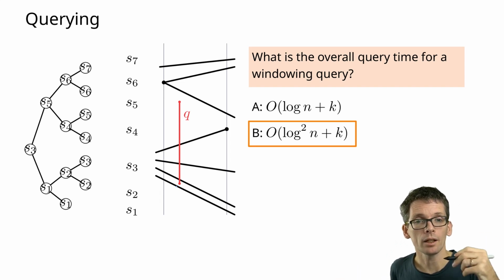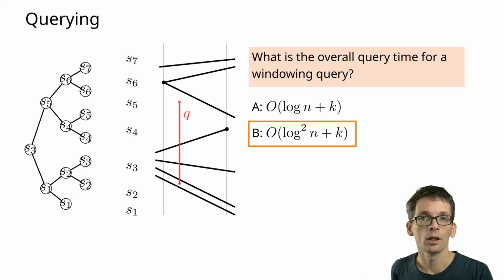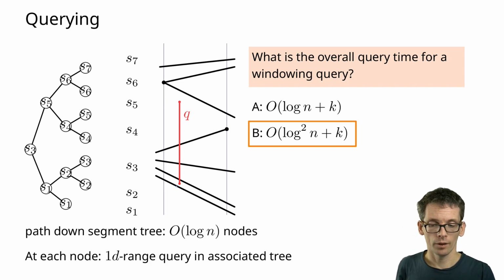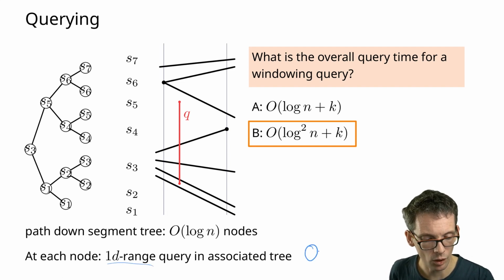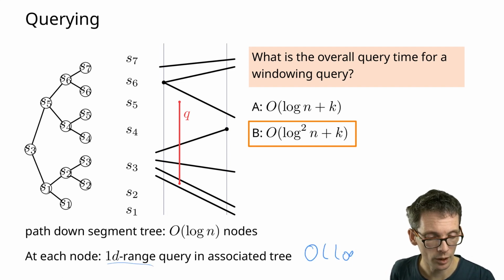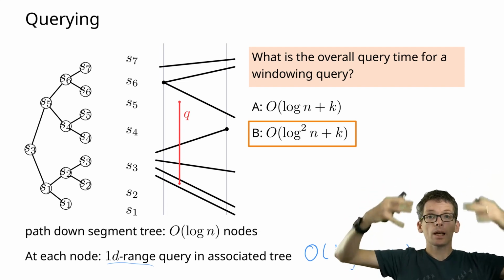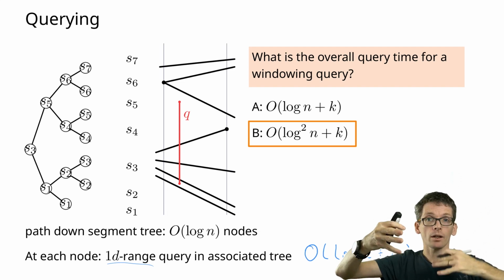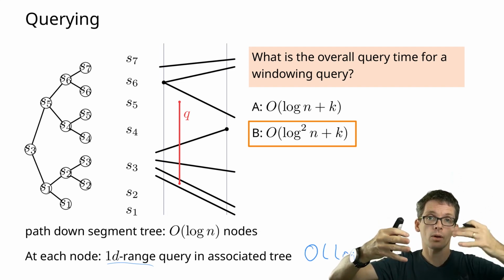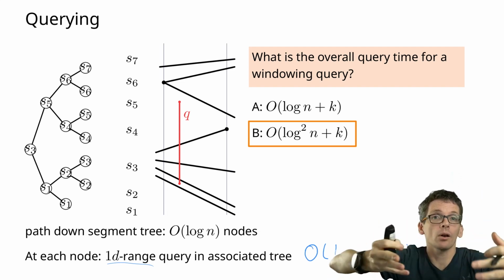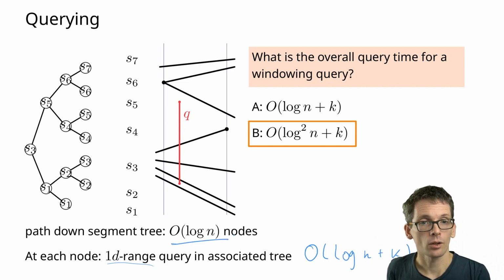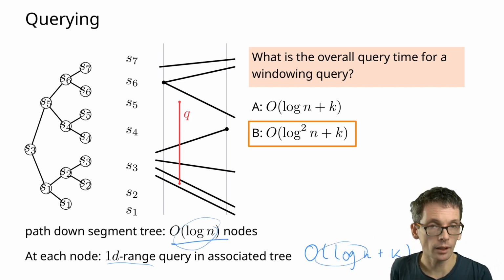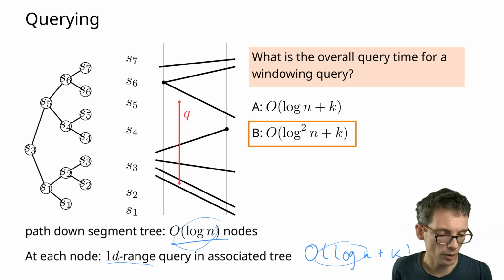So within each of these trees, I have 1D range trees, and within each of these, the query time is order log n plus k. But then in my segment tree, I'm visiting log n nodes, so I'm querying log n of those trees. So this is this log n. So I'm multiplying log n with log n, and then plus the reporting.